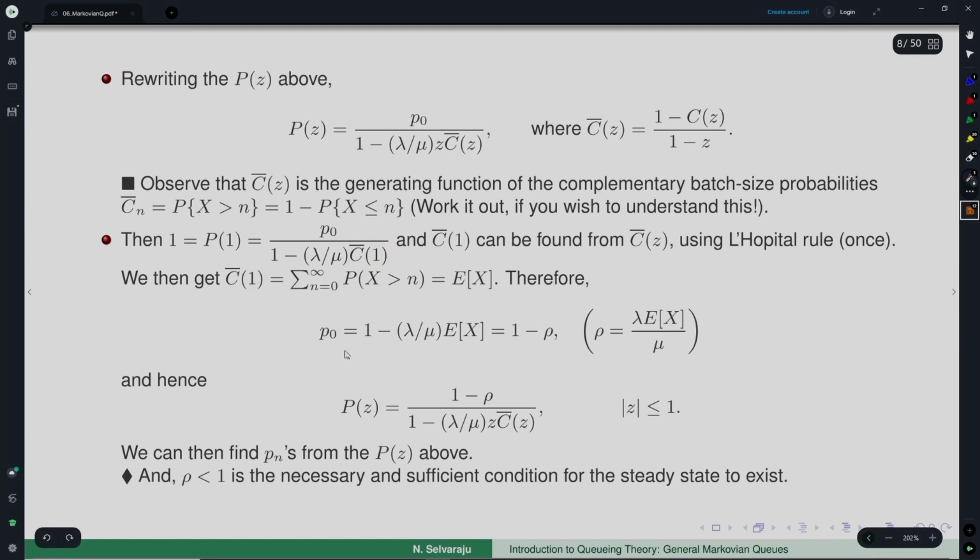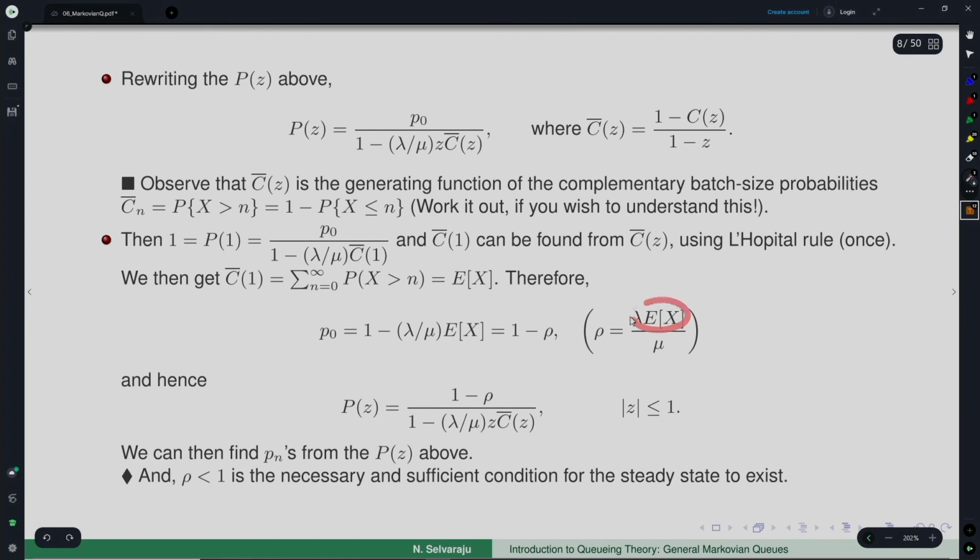Now, once you substitute that, you can get P naught equals 1 minus lambda times the expectation of X over mu, which is 1 minus rho, where rho is the utilization factor or traffic intensity of this particular model, because lambda times expectation of X is the total arrival rate, and mu is the service rate. So, 1 minus rho, as for any single server model in the typical way. So, the rho is this quantity here. Once you plug that in, you know that P of Z is given by this expression.